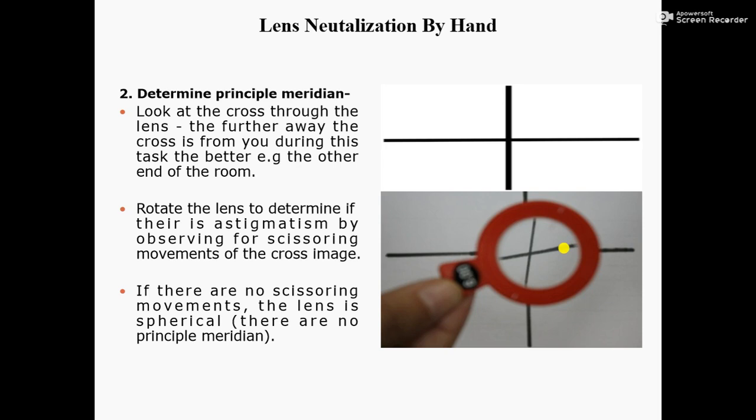Here, for better performance, we will keep the cross line at the other end of the room. After that, rotate the lens and observe whether scissoring movement is present or not. This is scissoring movement. See the diagram. If there is no scissoring movement, that means the lens is spherical.